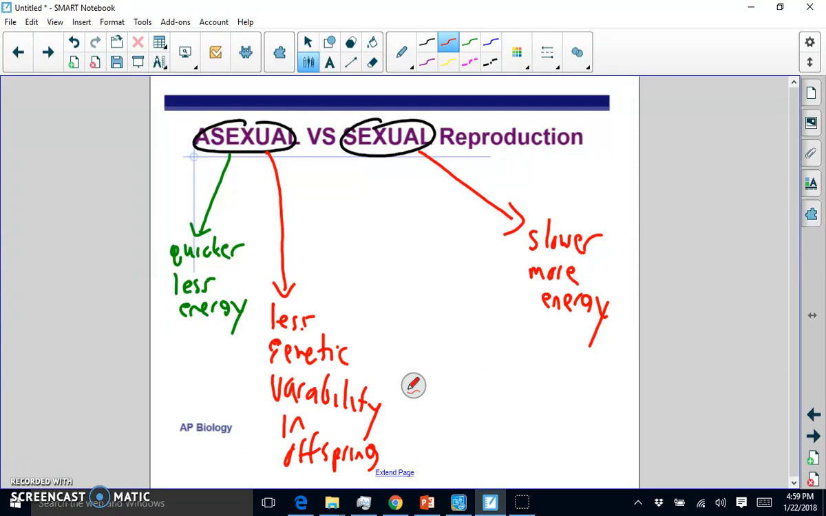reproduction. Now, the huge benefit of sexual reproduction is that it leads to more genetic variability in the species or in the organism.